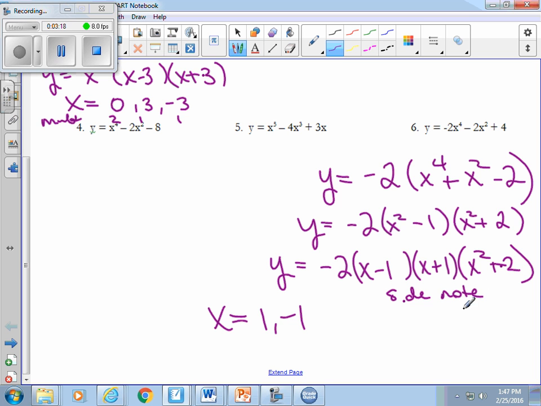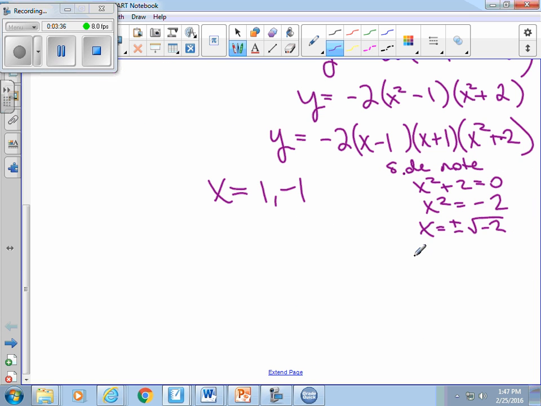Since it is still a quadratic, I need to solve that equal to 0. It takes a little bit more work. Subtract the 2 over, do we agree? And square root. This is an imaginary answer. So if I were asking for x-intercepts, would you answer with an imaginary number? No.